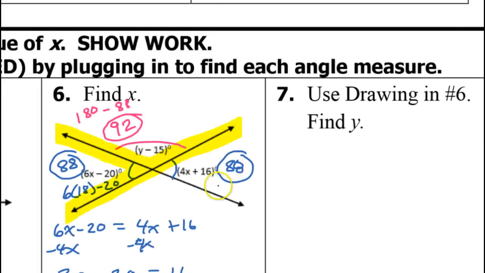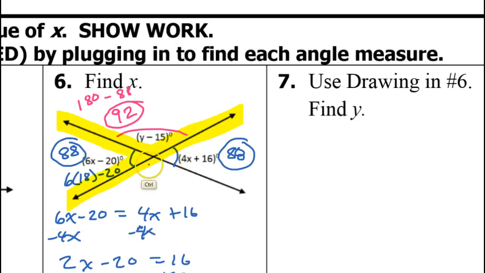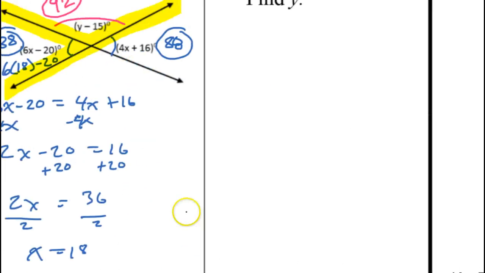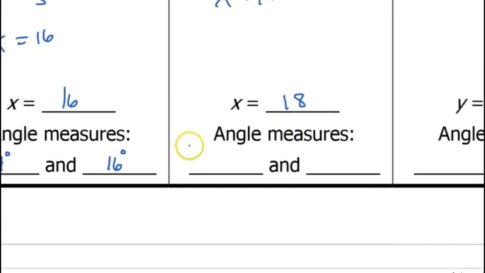All right, so they didn't actually ask me to find y. So technically, I don't have to find y. I found x, and then they want the 2 angle measures, and they are 88 and 92.